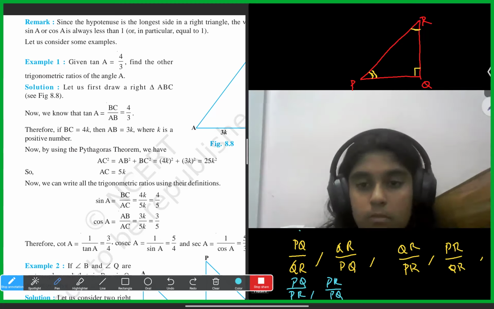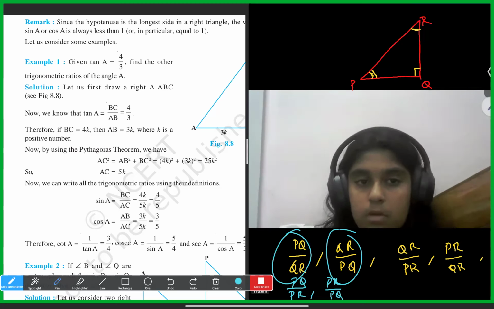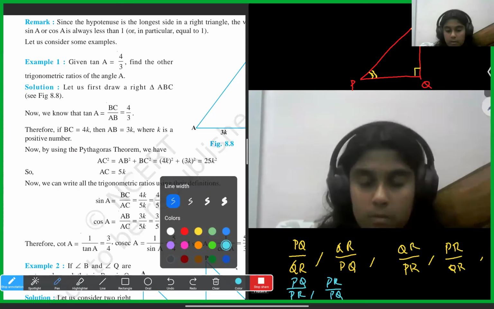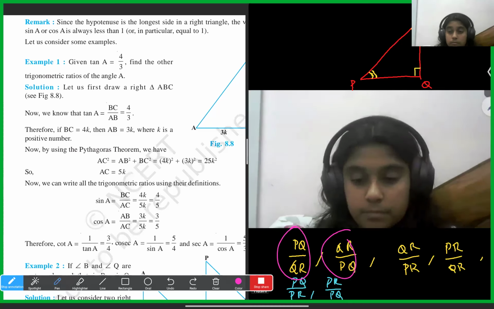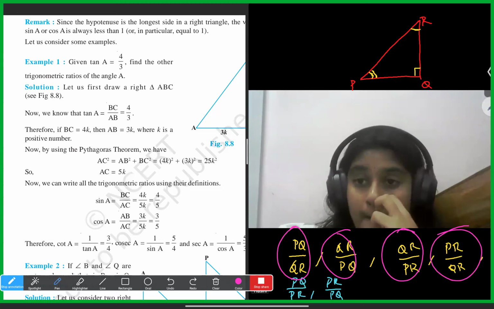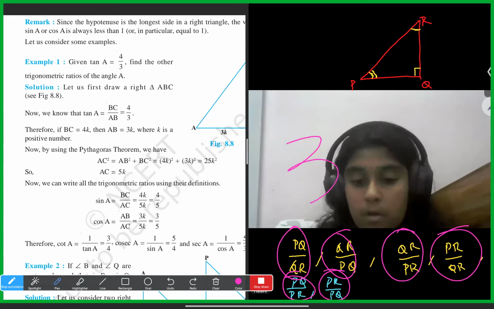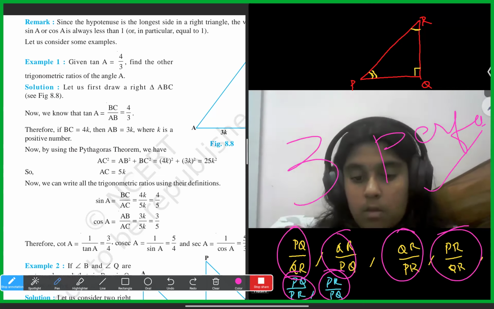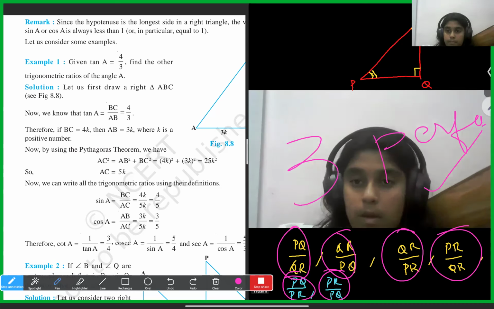If you write one, the other will be just its reciprocal. Then if you write this one, the other will be its reciprocal. This one also, the other will be its reciprocal. So if you know 3 perfectly, the reciprocals of those will be the other 3.